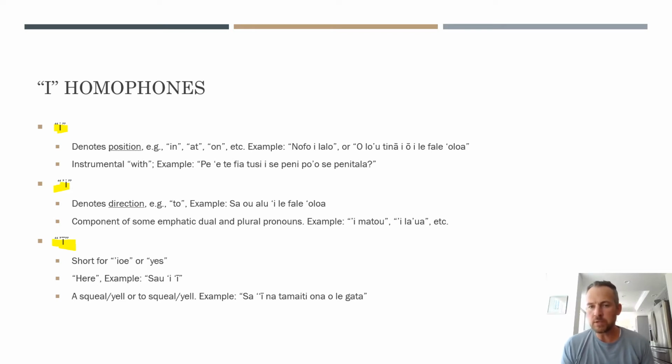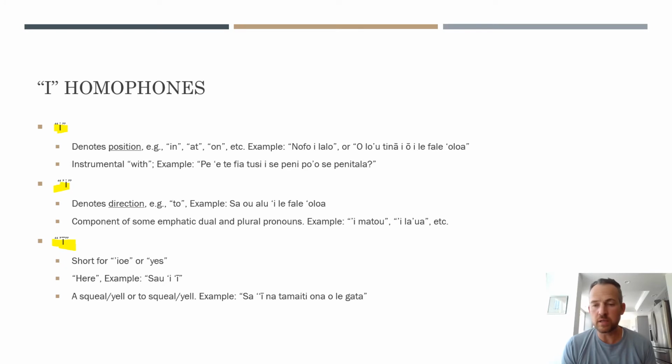Another example might be o lo'u tina io i le fale oloa. So here we've actually used that letter E or word E twice. O lo'u tina means my mom. Io means is at, over there. So o is kind of over there. I le fale oloa means at the store. So my mom is over there at the store. Anyway, hopefully a couple of examples help you cement how that's being used.